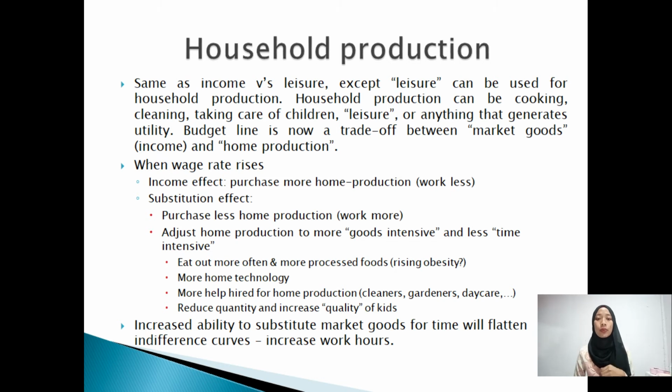Second is to adjust home production to be more goods intensive and less time intensive, such as eating out more often and more processed food, which can raise obesity, more home technology, and more help hired for home production such as cleaners, janitors, and daycare. The last is to reduce the quantity and increase the quality of kids. An increased ability to substitute market goods for time will flatten the indifference curve. Increase work hours.